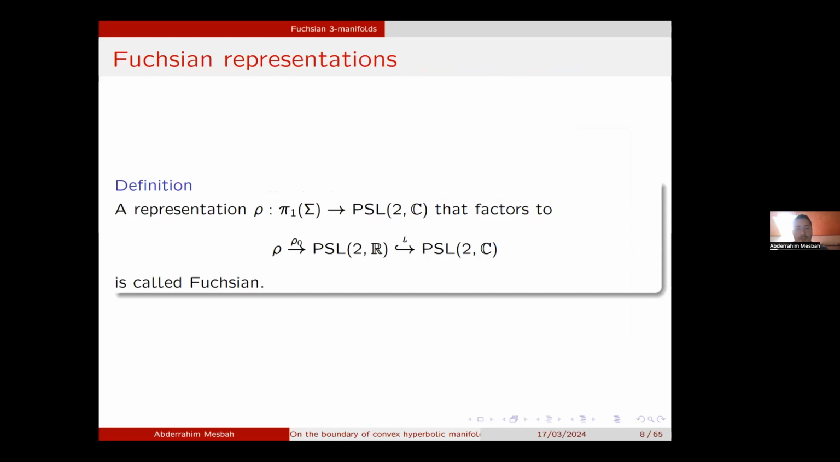And now we define a Fuchsian representation. So here by representation, I mean a homomorphism from the pi_1 of the surface Sigma to some group. Here we take PSL2C.